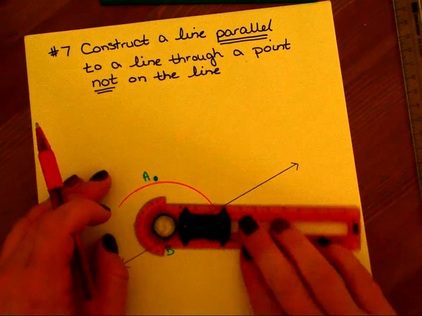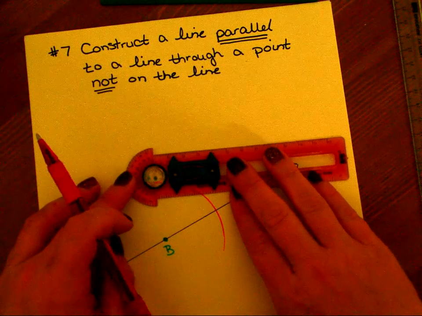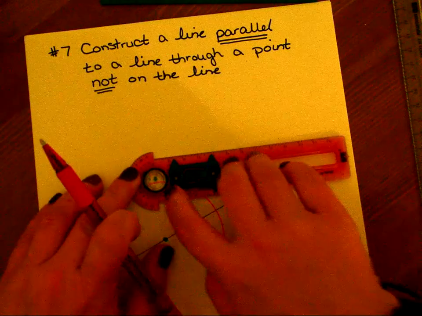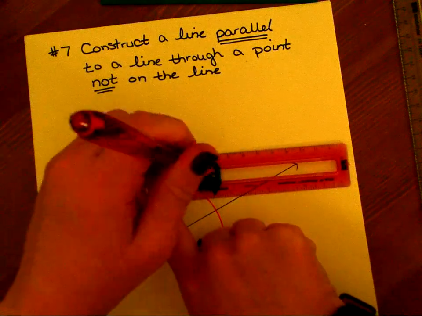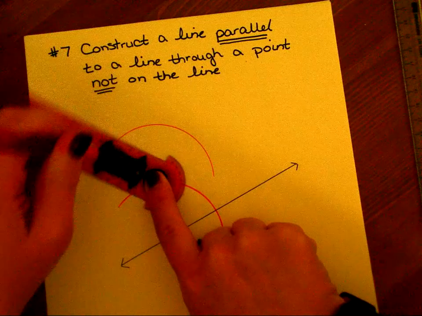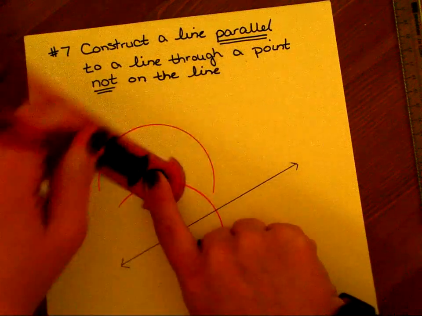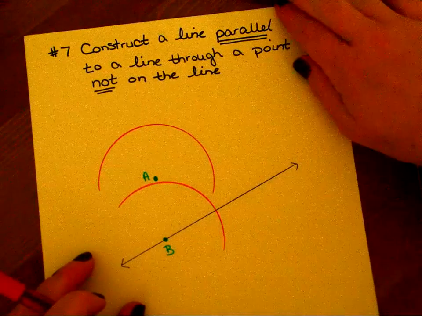I'm now going to move my compass tool up to point A, and again using the same outside hole, I'm going to make a nice wide swipe, nice good size, and we're just going to move away from that for a moment.